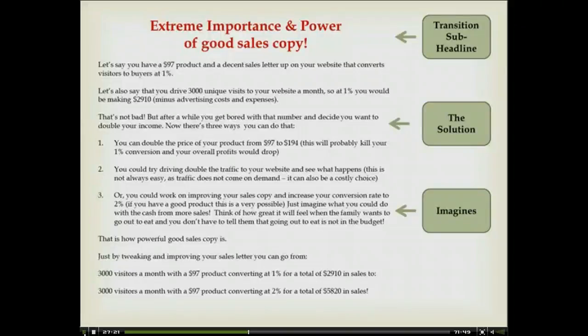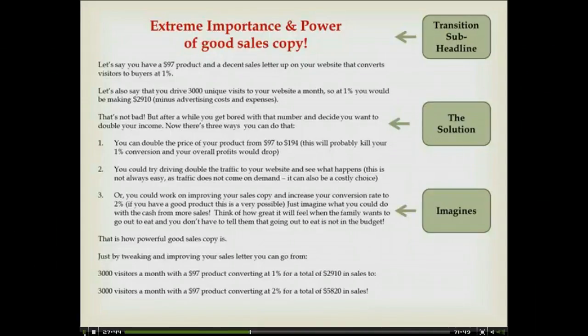You could try driving double the traffic to your website and see what happens. This is not always easy as traffic does not come on demand. It can also be a costly choice. So again, the second solution: go ahead and just try to get more traffic than what you're doing. So if you get 6,000, maybe 1% of 6,000, you're going to at least make more money.